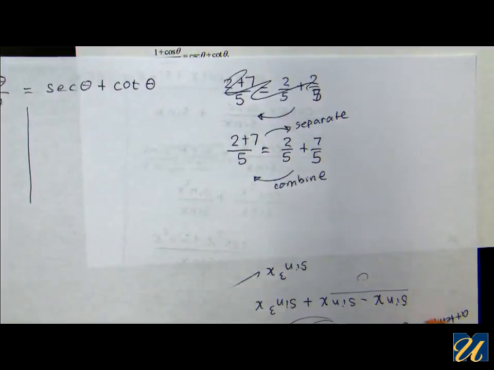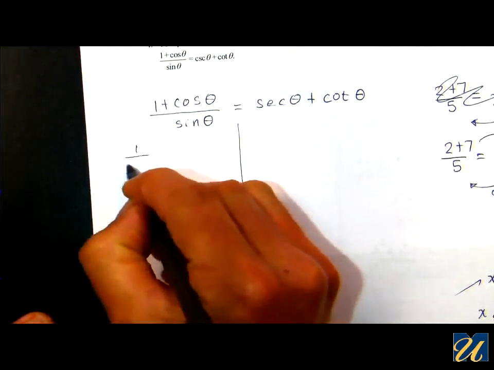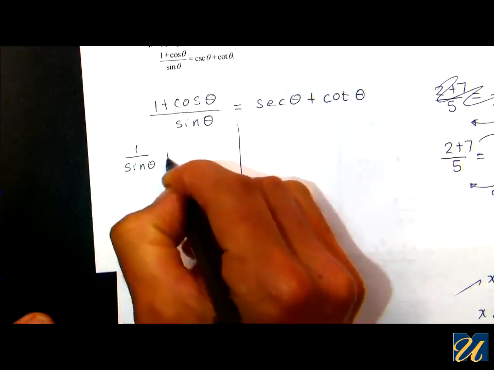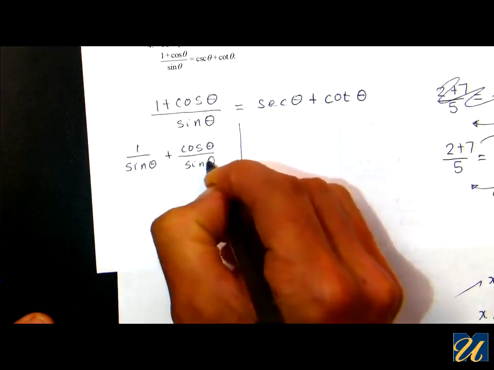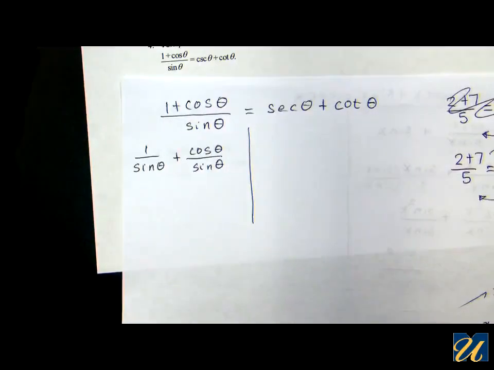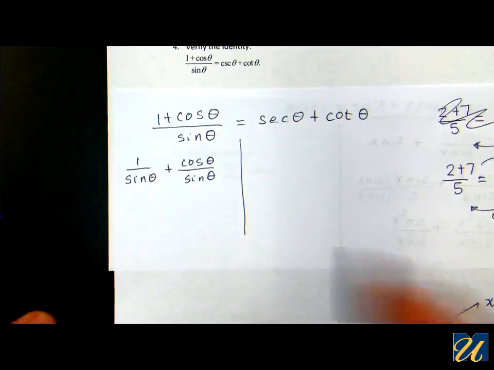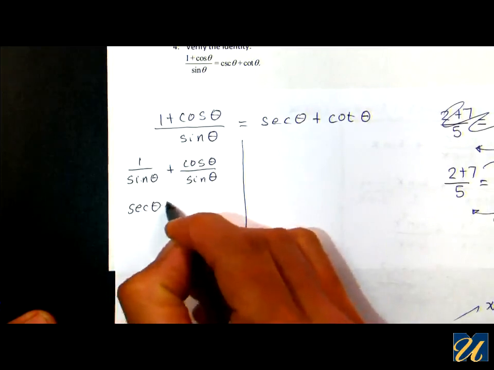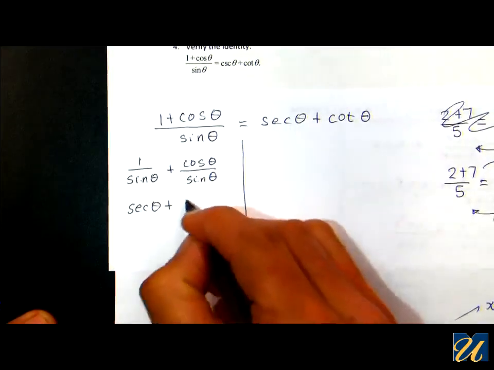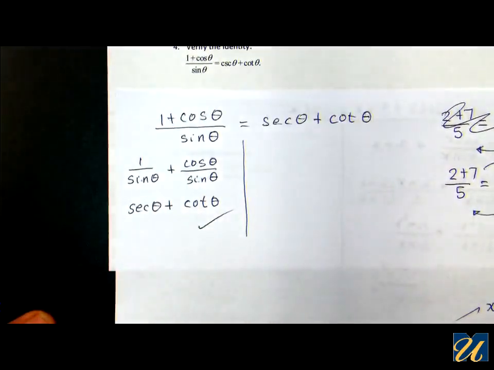So knowing that we can do that, let's try to apply that over here. Let's separate 1 over sine theta plus cosine theta over sine theta. Now maybe this doesn't work. Not all things work. There are dead ends. In this case, 1 over sine theta by our basic formula sheet is secant theta, and cosine theta divided by sine theta is indeed cotangent theta, and we got it right away. We have started with the left and ended up with the right.